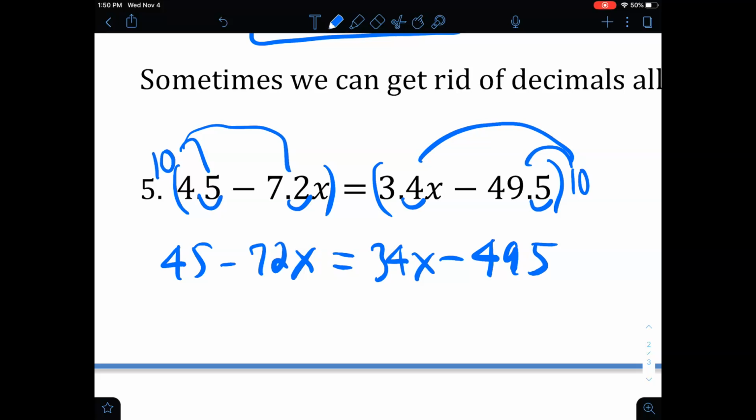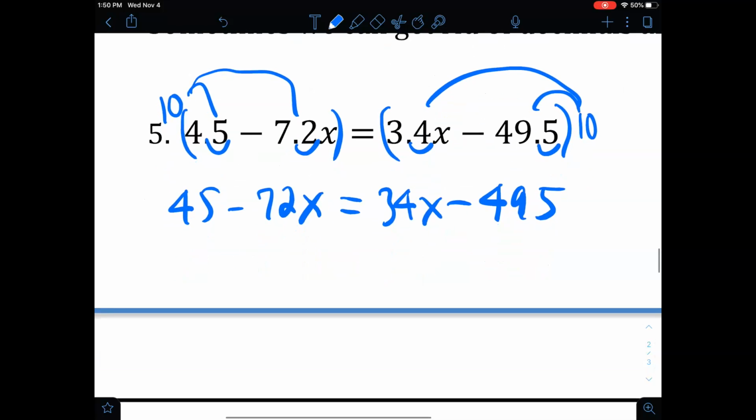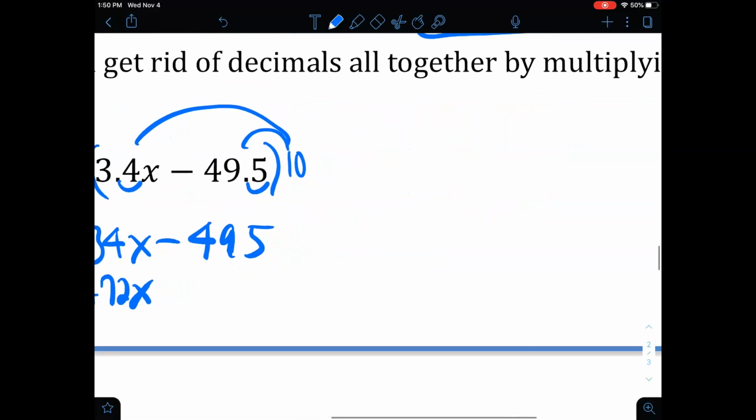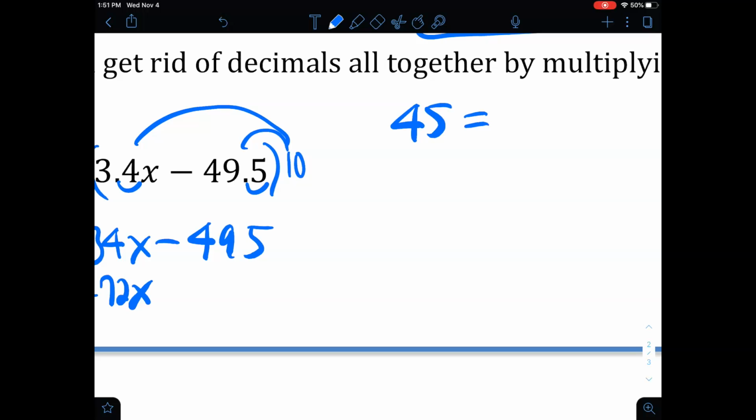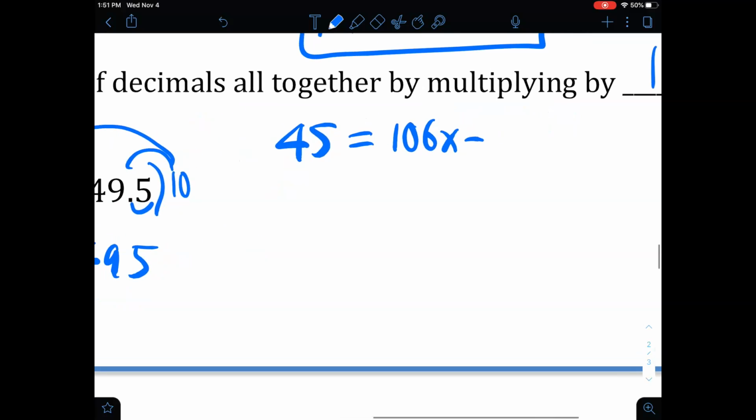All right, we need to get all the x's to one side now. What do you guys want to do? I'm going to add 72x to both sides here. Guess I should have asked if there's distribution or combining like terms. I skipped my steps, sorry. Bad, Mr. Prosky, not good. But there was no like terms or distribution to do here. So 45 equals 106x minus 495.